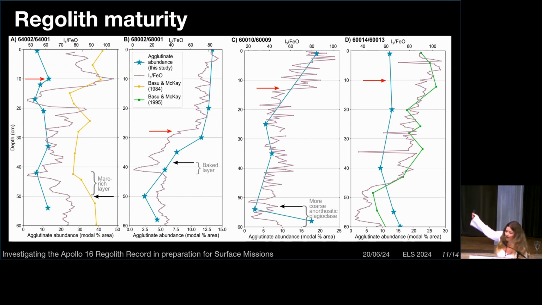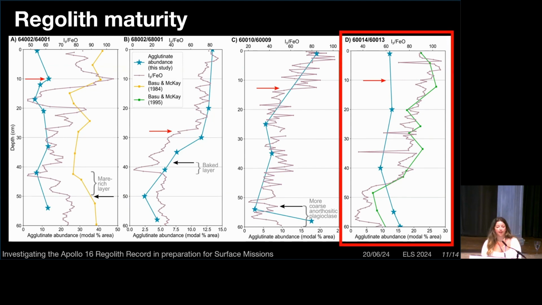And so the red upper arrow is the depth of the uppermost superficial reworked layer, which is around 10 to 13 centimeters across the landing site. And the other black arrows are other stratigraphic horizons that are labeled. But I think what's most interesting is this core here, which shows some discrepancy with the literature.